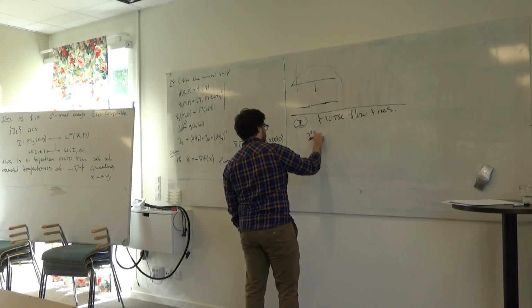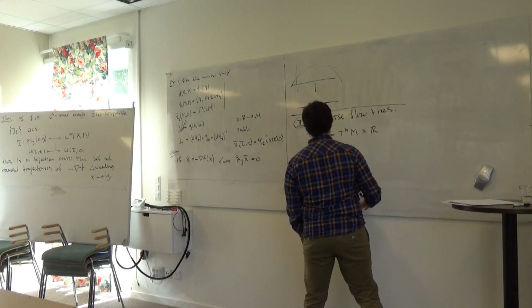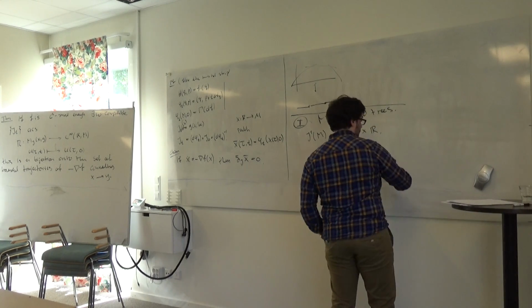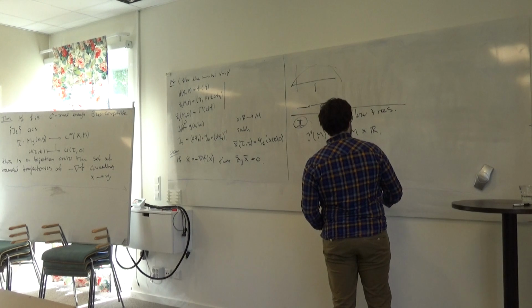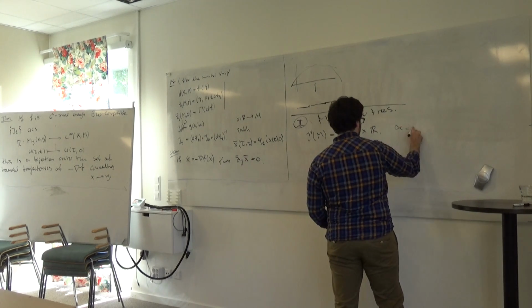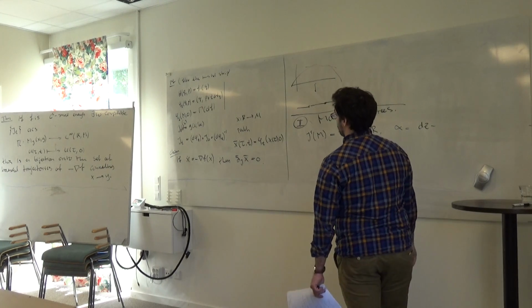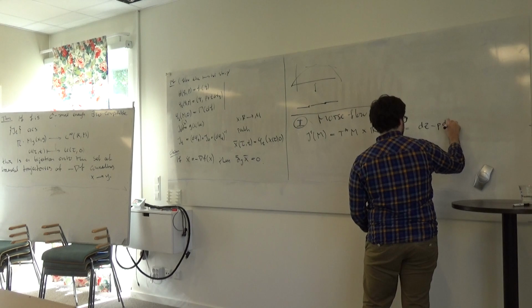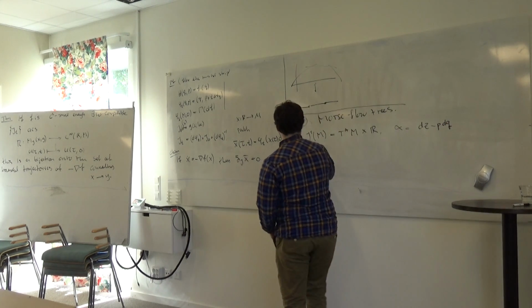Now we consider the one-jet space, which is the contactization of the cotangent bundle. We pick alpha to be dz minus p dq, and then we consider a Legendrian submanifold L in here.